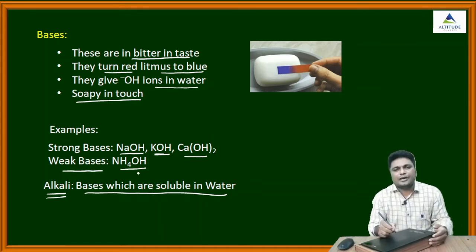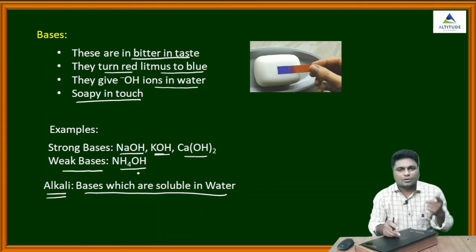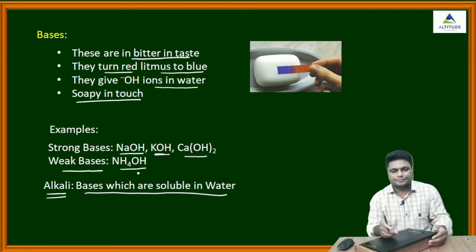In the periodic table, the first group elements are called alkali metals, like lithium hydroxide, sodium hydroxide, potassium hydroxide. These are all alkali metals. And they are also called alkali because their bases are soluble in water.